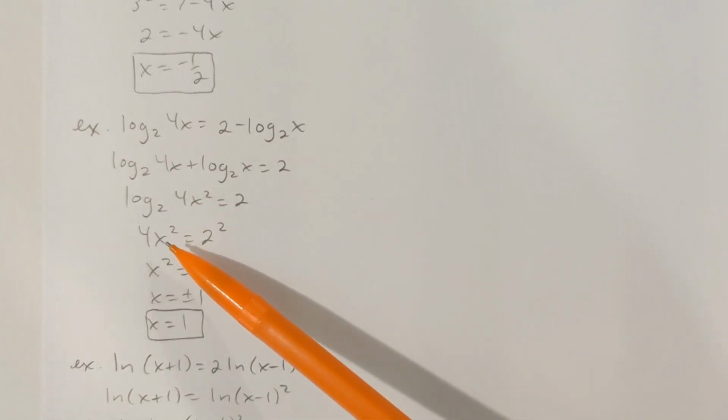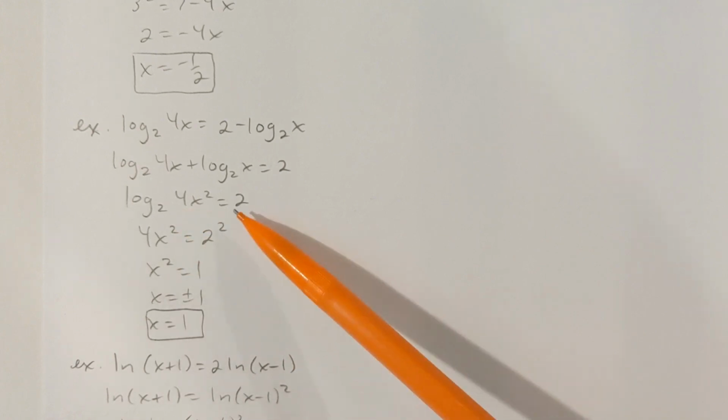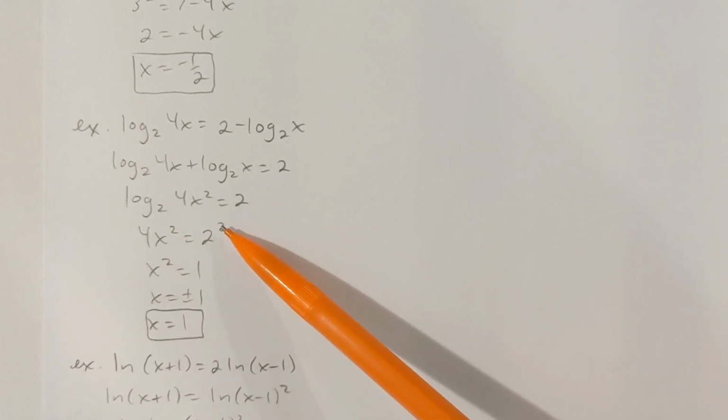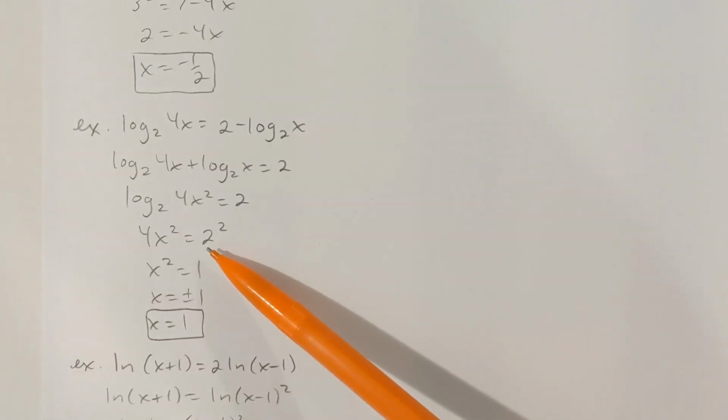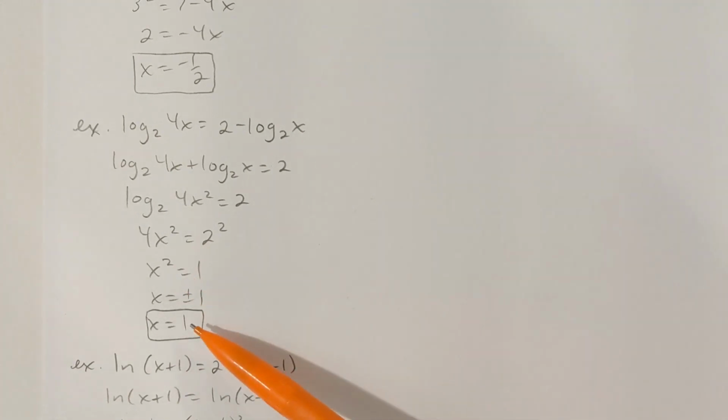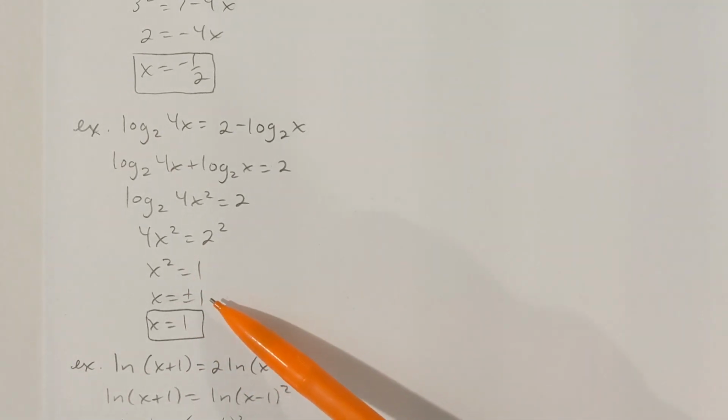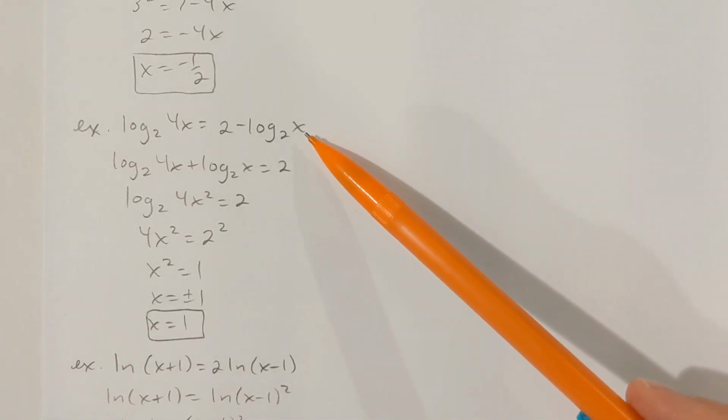4x squared is my input, so that's going to be all alone on the exponential. 2 is the base, 2 here is the y value, so 2 squared would go on the other side. 2 squared is 4, and if you divide by 4 and take the square root of both sides, we get x equals plus or minus 1. Negative 1 would be extraneous because we can't take the log of a negative. So throw that one away.